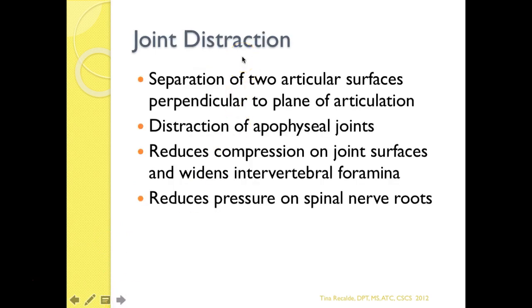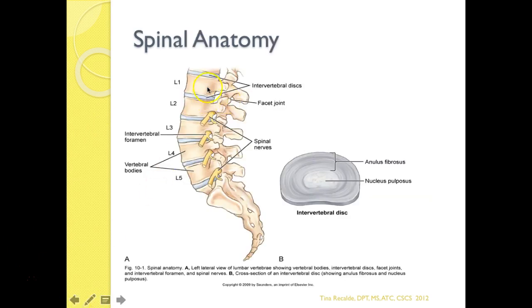So joint distraction, what is it? It's a separation of 2 articular surfaces perpendicular to a plane of articulation. So you get the distraction of the epiphyseal or those facet joints. It reduces compression on the joint surfaces and widens that intervertebral foramina, which thus reduces pressure on the spinal nerve. So if we look back on this, if we do some joint distraction, perpendicular, you can see how it increases the space here. It's going to increase the space here as well as at the facet joint, which is going to decrease the pressure on that nerve root that's coming out of there.